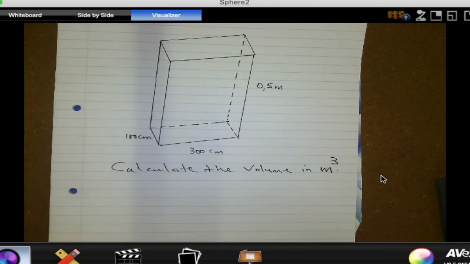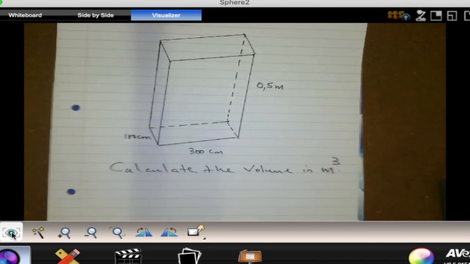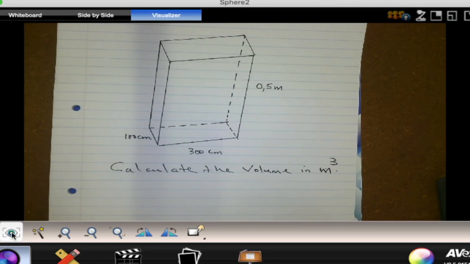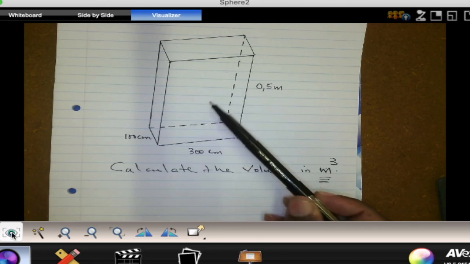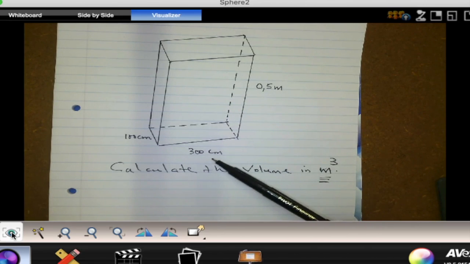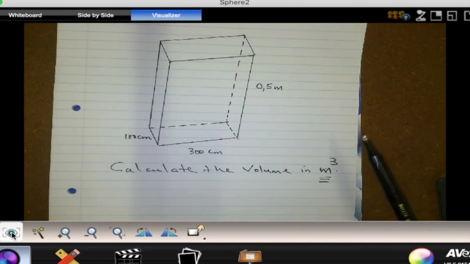Right, so we're given a rectangular based prism there, and we need to calculate the volume and give our answer in cubic meters. The first thing I want to draw your attention to are the units. They want the answer in cubic meters, but the dimensions in the diagram are given, some in meters, others in centimeters. Do you see that? Yes, sir. So that is the starting point.